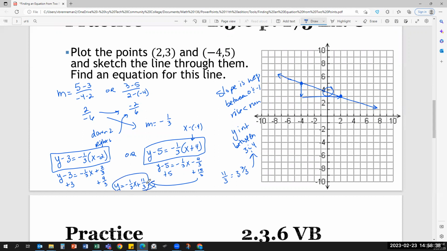Depending how you're asked, if you're asked just to find an equation, then you can probably leave it in point slope form. If you have an answer box that has a y equals in front of it, or later on like an f of x or something, then you would need it to be in that form, the slope intercept form.